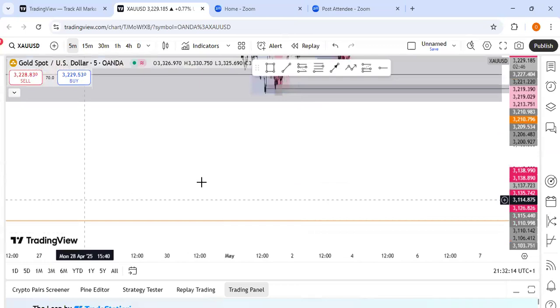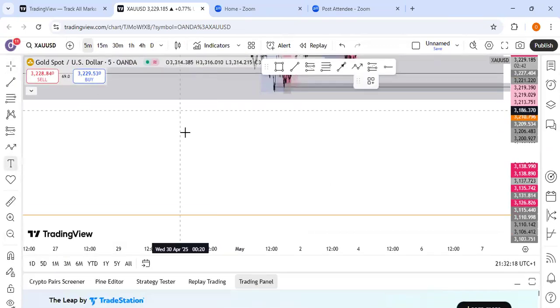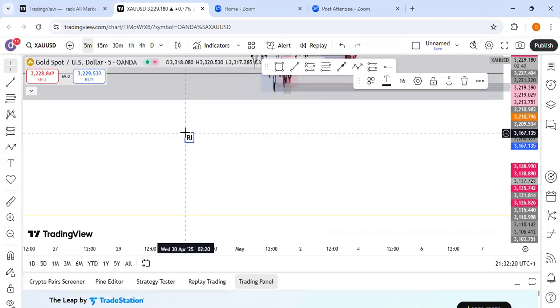First thing I will talk about is the risk model. My risk model on gold is to know your stop loss pips, know your SL pips, because it's going to determine your position size in the market.